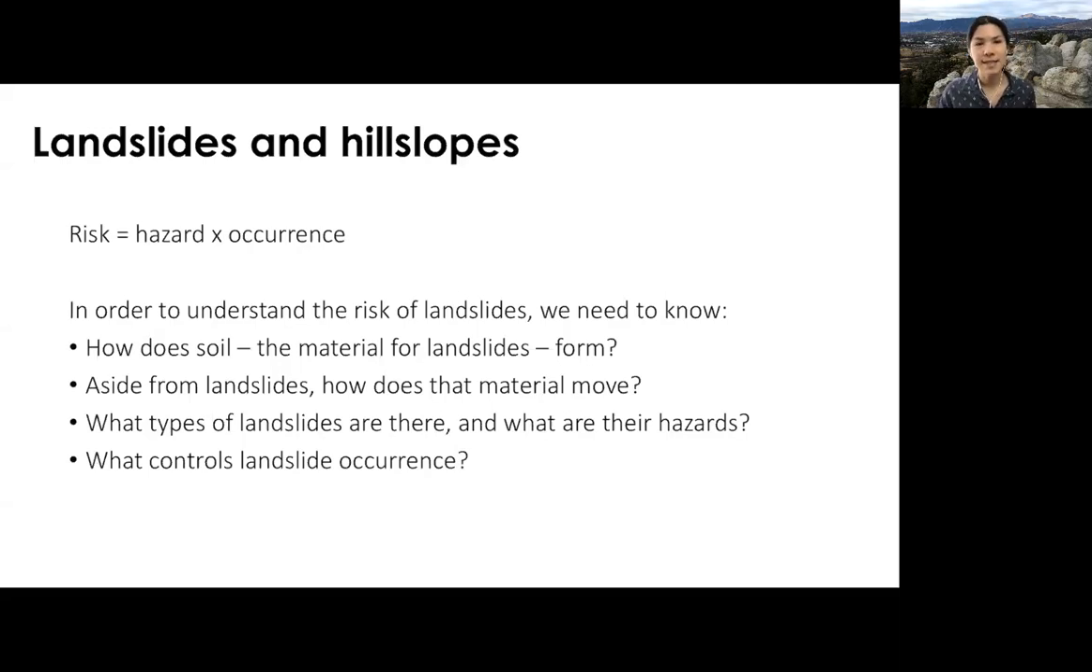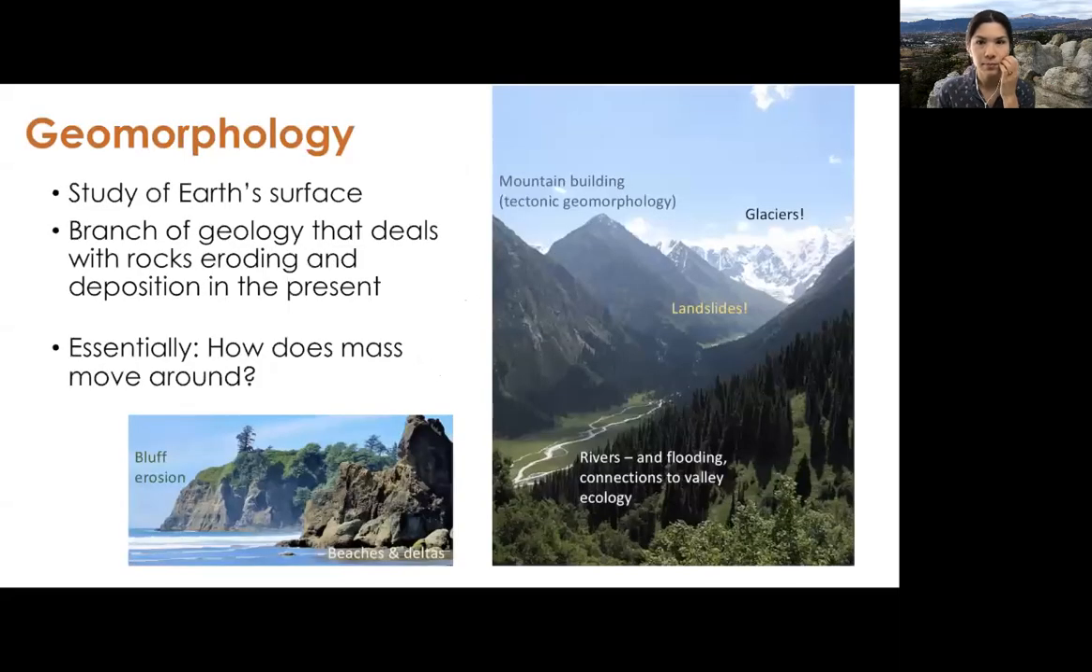And then finally, the second half, so part 2 of this series, is going to talk about the different types of landslides, the different hazards that they pose, and then what controls landslide occurrence to finally get at, by the end, the idea of landslide risk. So we talk about landslides today, and we'll talk about rivers and flooding tomorrow.